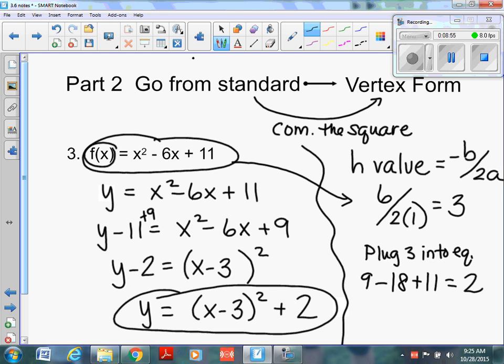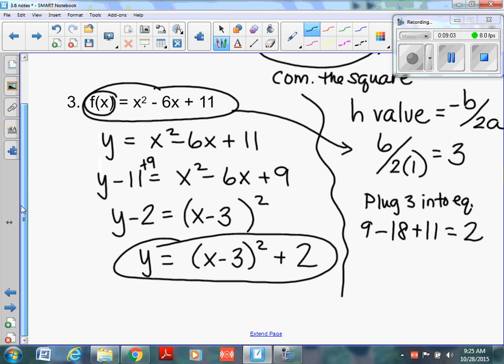This is the vertex, 3 comma 2. Just like over here, 3 comma 2, but guess what? You have to write it back into what form? Vertex form. So now you have to say y equals x minus 3 raised to the second plus 2.